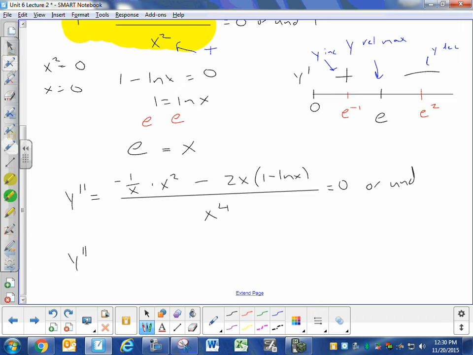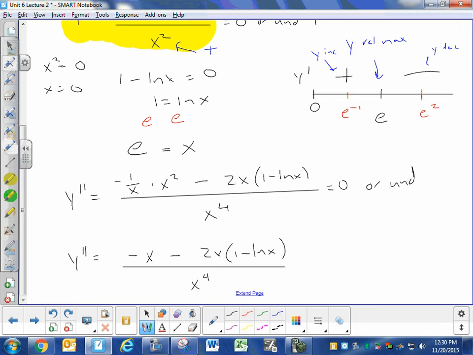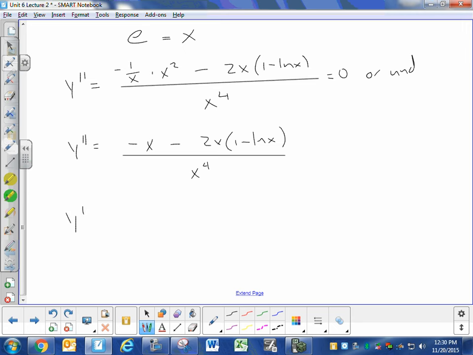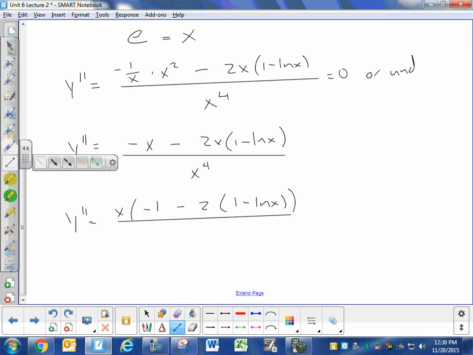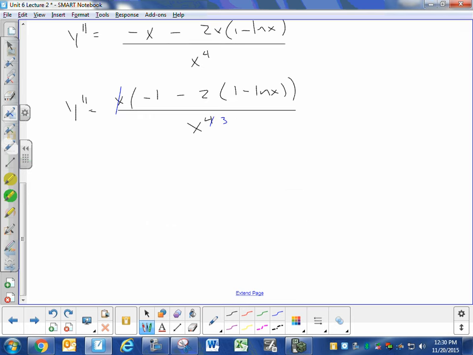I'm going to simplify this. I'll just have negative x minus 2x times 1 minus log x over x to the fourth. I notice that I can factor out an x from the numerator. So I'll have x times negative 1 minus 2 times 1 minus log x over x to the fourth. Cancel that x with one of the x's in the denominator. And we will set this equal to 0.